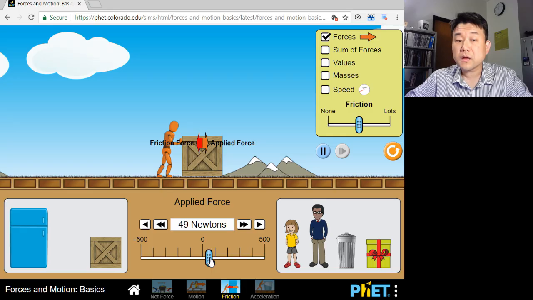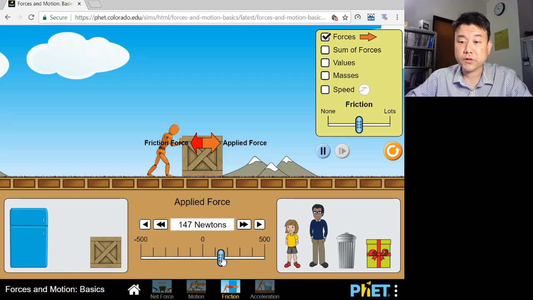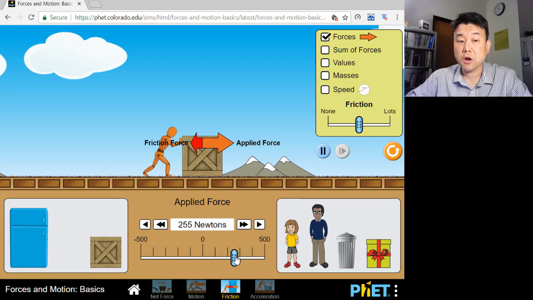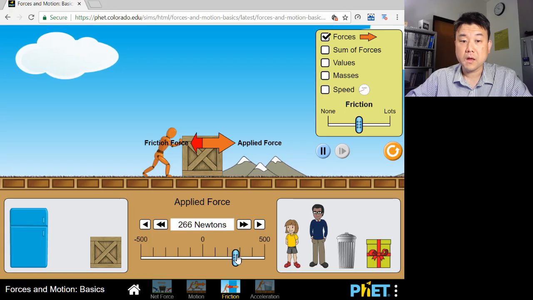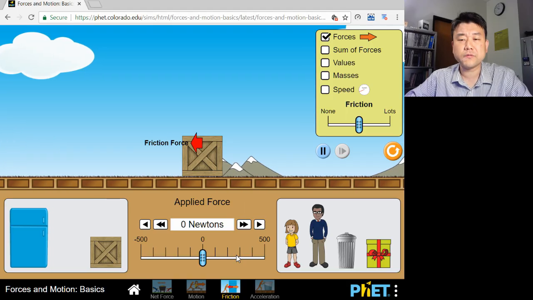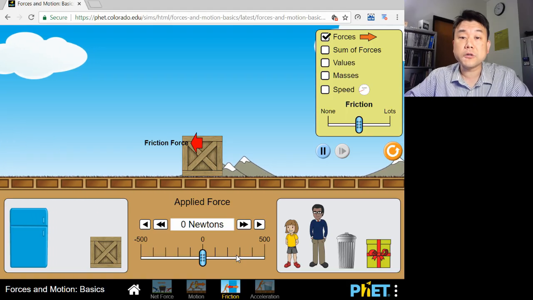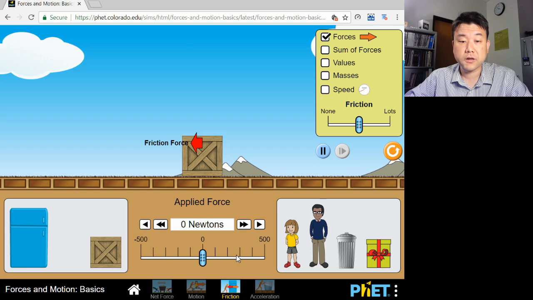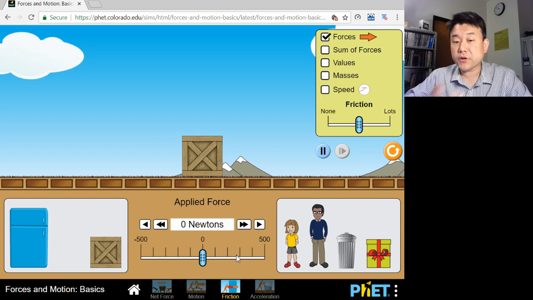So at some point, the magnitude of applied force is greater than the friction force, and the box does begin to accelerate. When I stop pushing, the friction force, kinetic friction force, remains, opposing the sliding motion of the box against the ground. This friction force is responsible for the negative acceleration, which eventually brings the crate to a stop. And once it stops, the friction force disappears also.